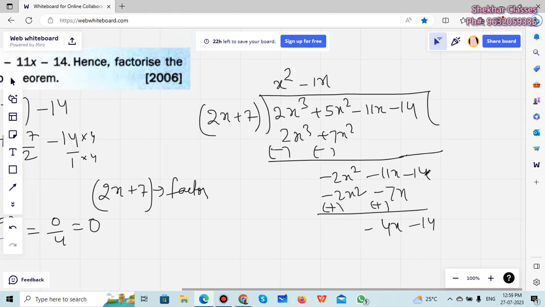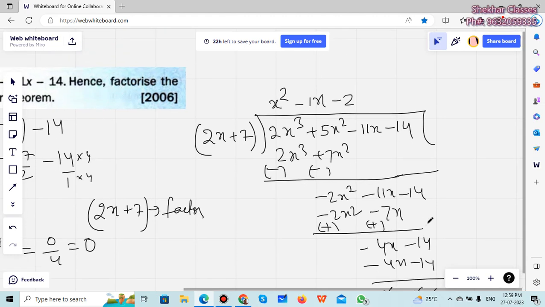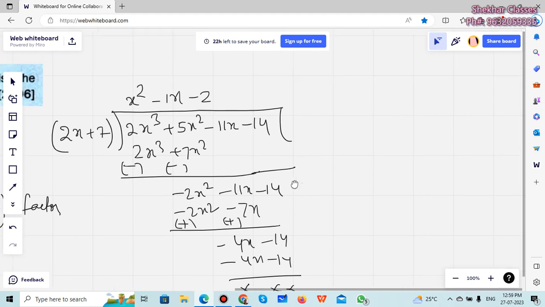Okay, so how to get it? If you multiply this by minus 2, then minus 2 into minus 2x is what? Minus 4x, and minus 2 into plus 7 is what? Minus 14. So what do you get? Nothing, 0. Okay, so what do we get now? The quotient is this much.